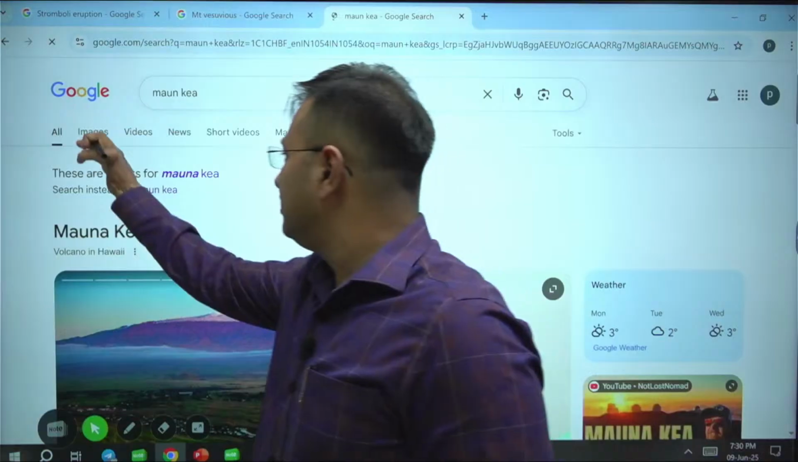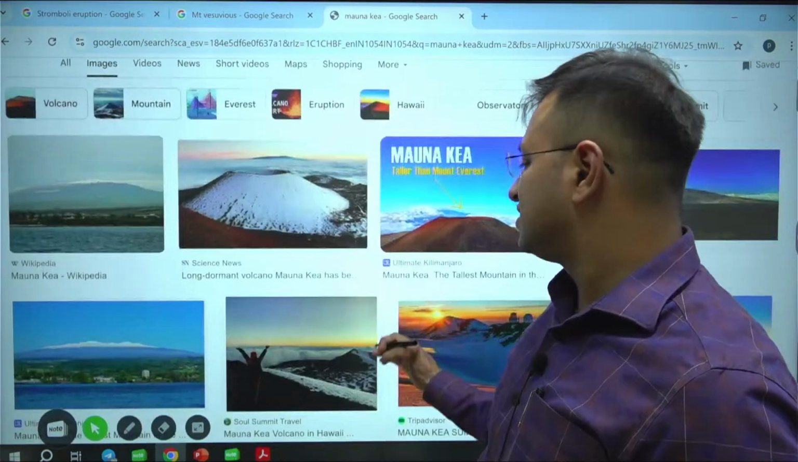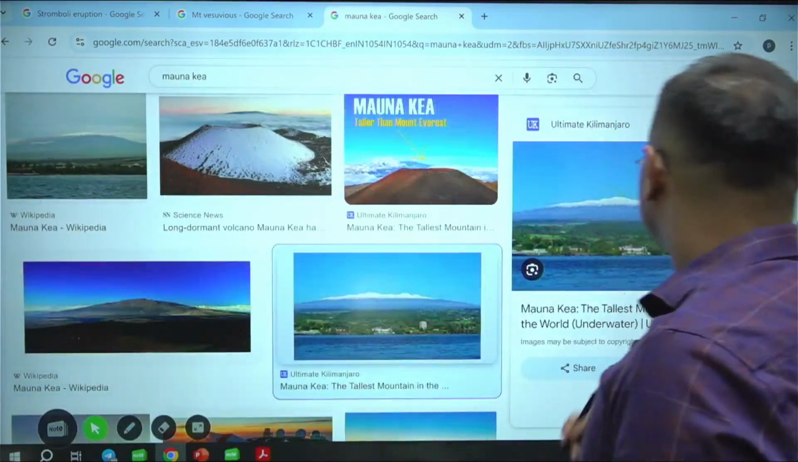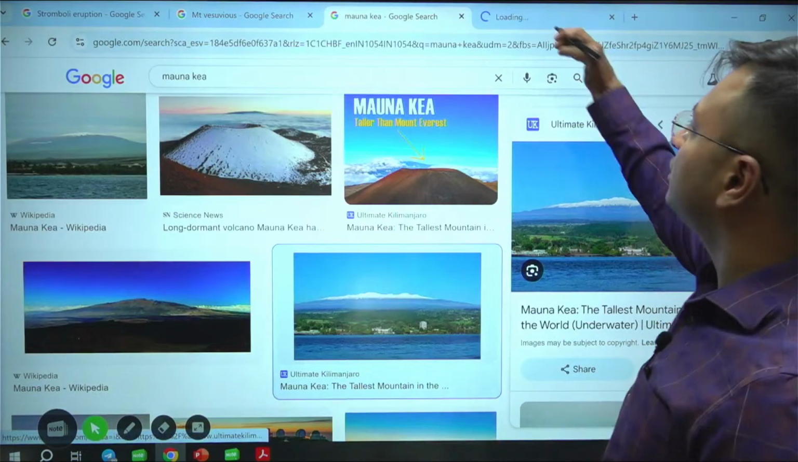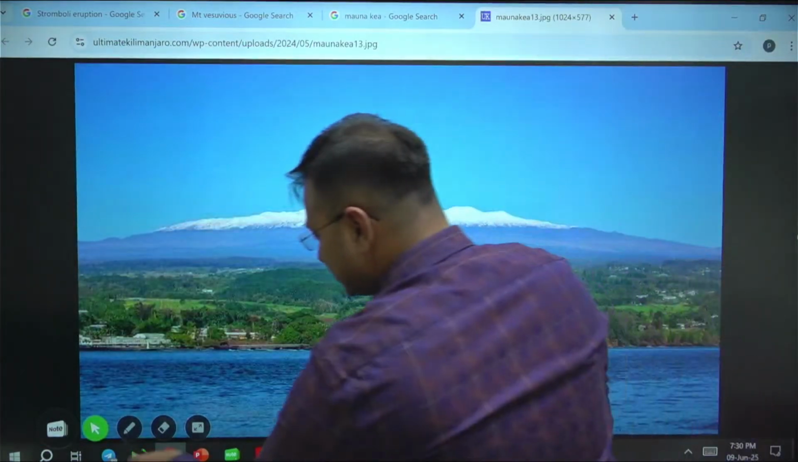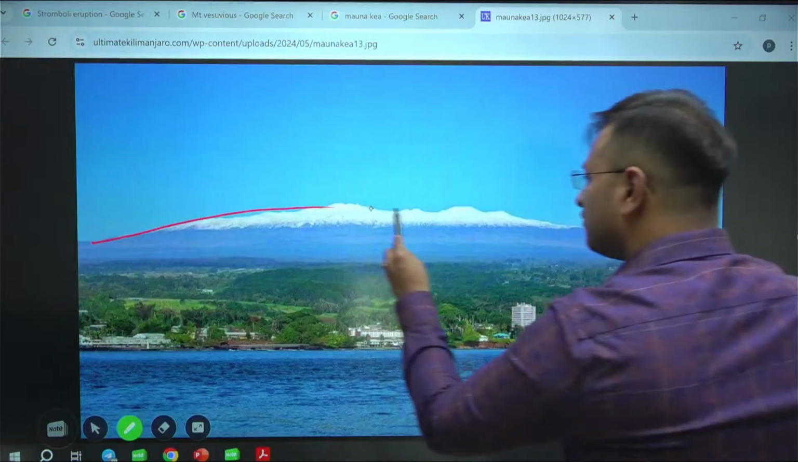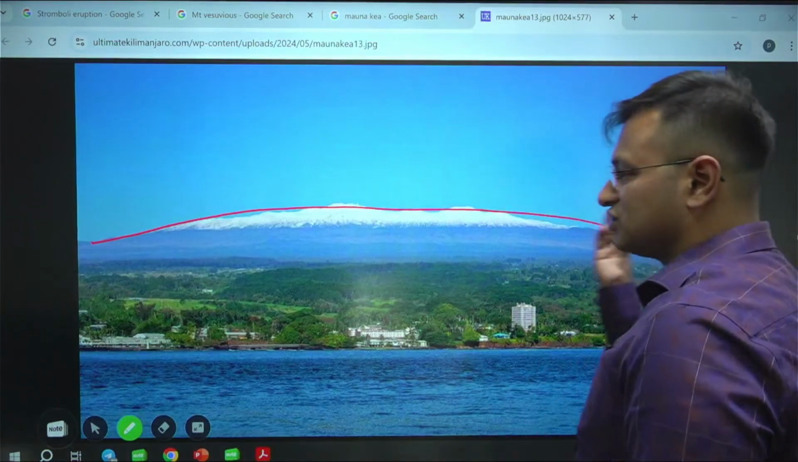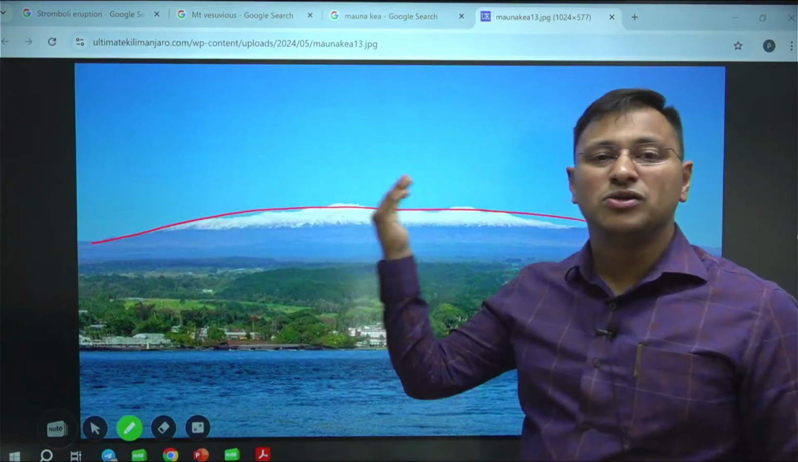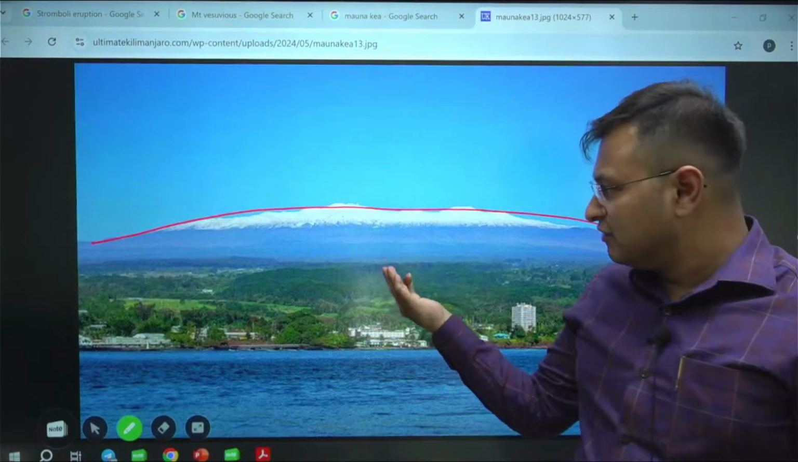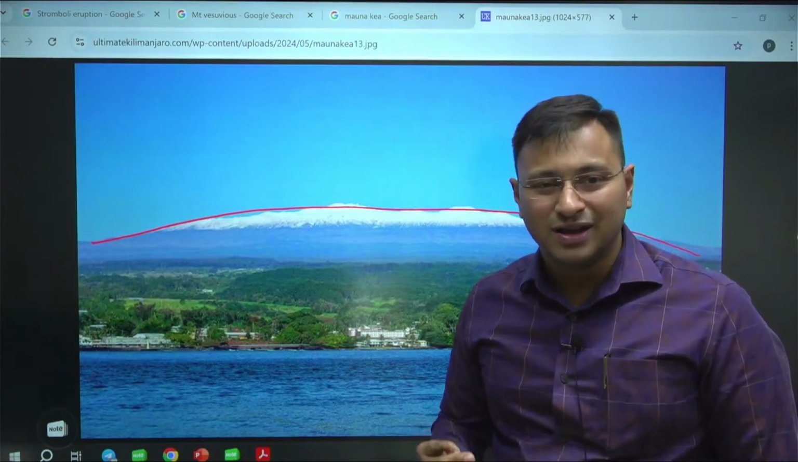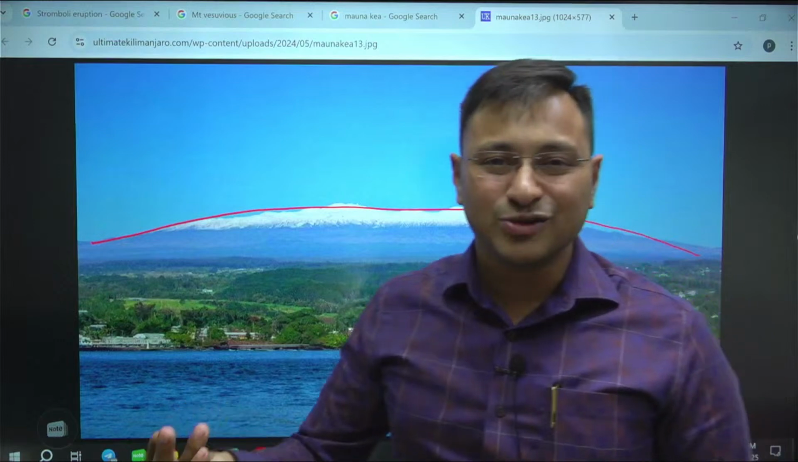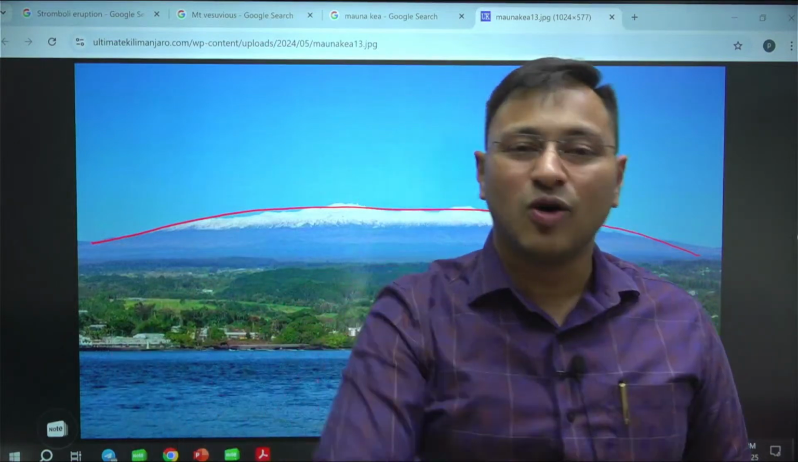So these are your world's tallest peaks. If you carefully observe, how does Mauna Kea look like? Mauna Kea looks like a domal shield. You see this? Why? Because of the basaltic eruption. So it is just like a common domal highland. 4,000 meters above sea level, 6,000 meters below sea level. So combined height more than 10,000 meters. That is why it is the tallest peak on earth.